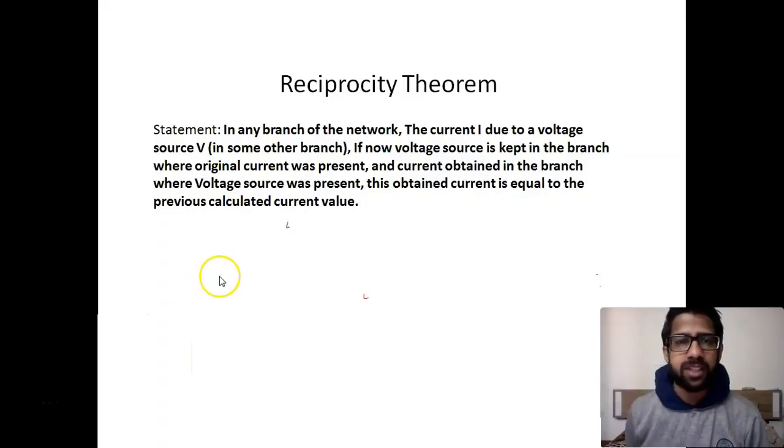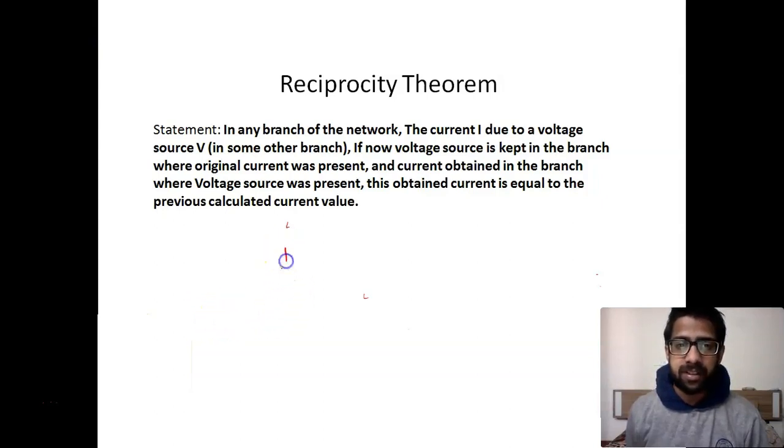So what is the reciprocity theorem? According to the formal statement, in any branch of the network, say the current I is flowing through, and this current is the cause of some voltage source in some third branch. Now if this voltage source is kept in the branch where we have to calculate the current, and the current is being calculated in the branch where the voltage source was present.